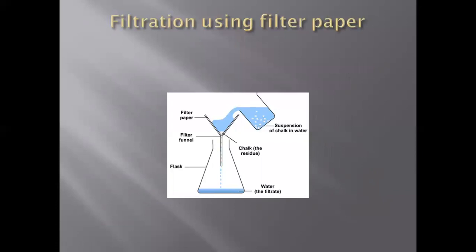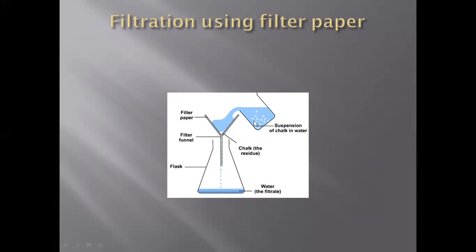This diagram shows how filtration is done using a filter paper. For that, you need a mixture of chalk and water, and filter paper, and a funnel. Below the funnel, a flask is placed. So the filter paper is folded, and then it is placed inside this funnel, and then the suspension of chalk and water is added into the funnel.